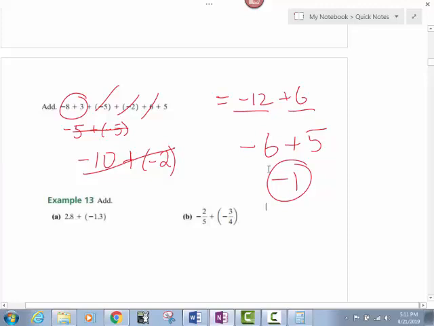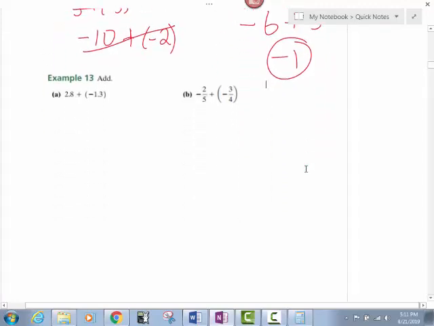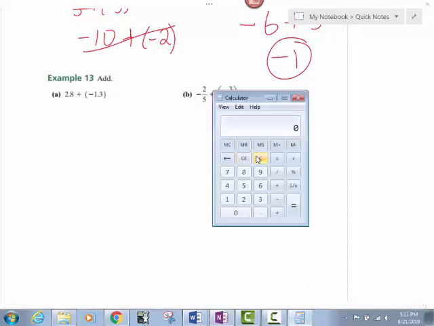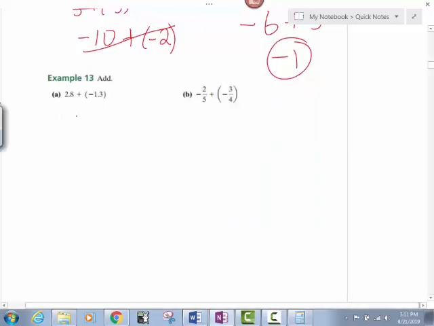All right. So the next problem here, again, the first thing I'm going to do, I'm going to use my calculator for the first one. So let me clear that out. We're going to go 2.8 plus 1.3, but it's negative. I'm going to hit equals. And I'm coming up with 1.5. Right.